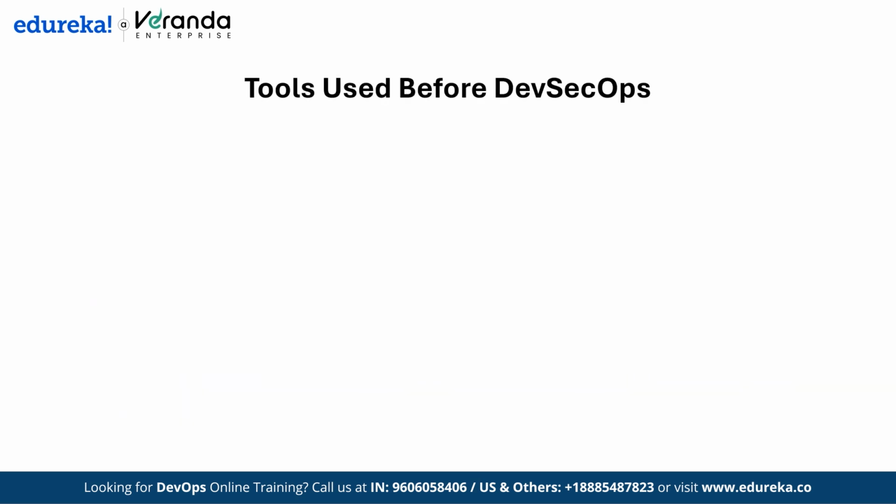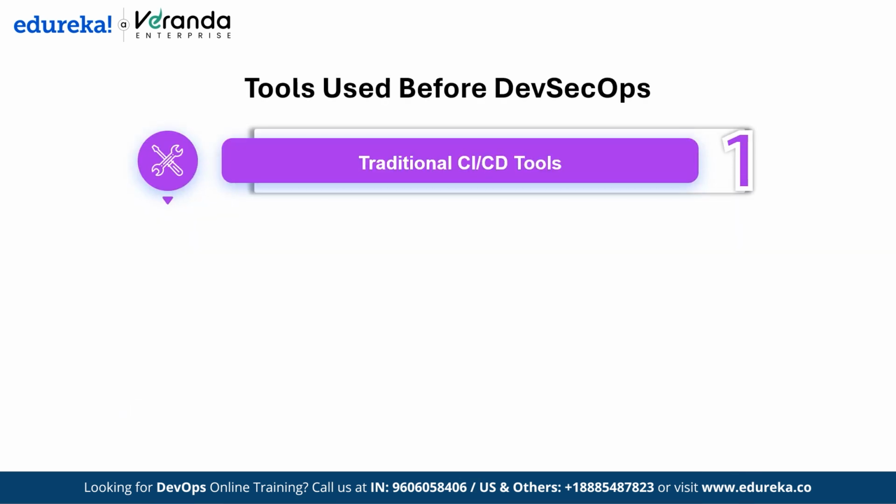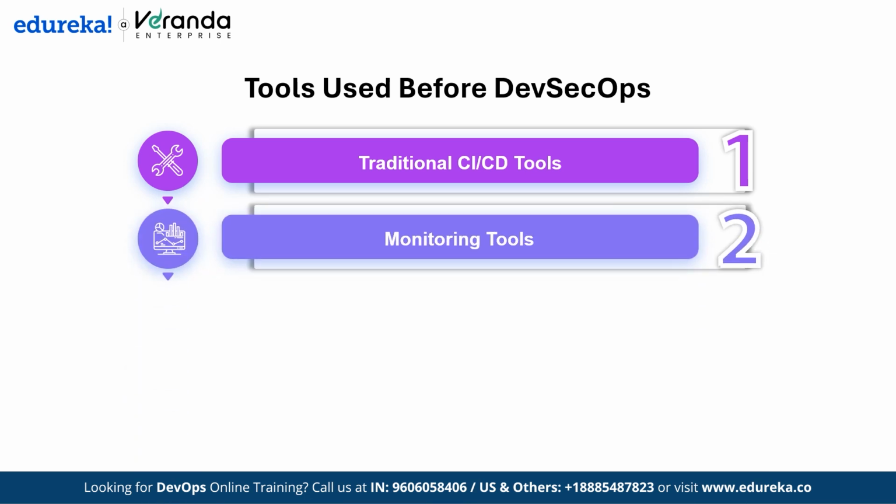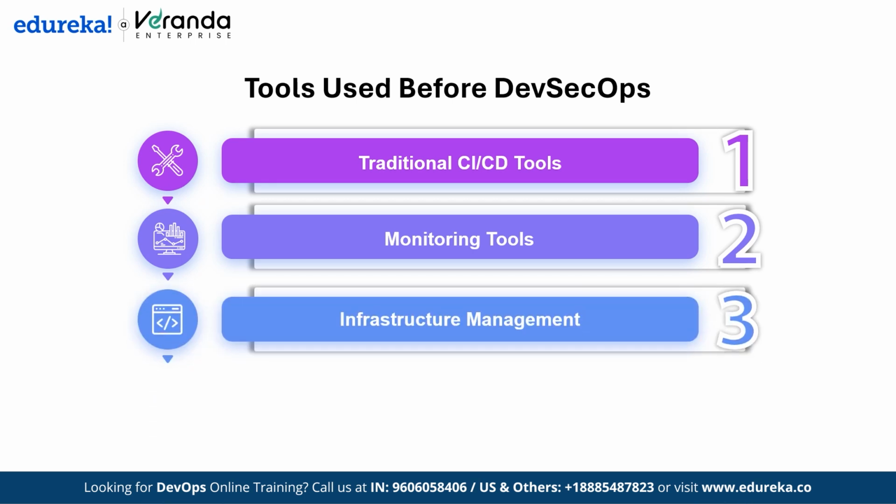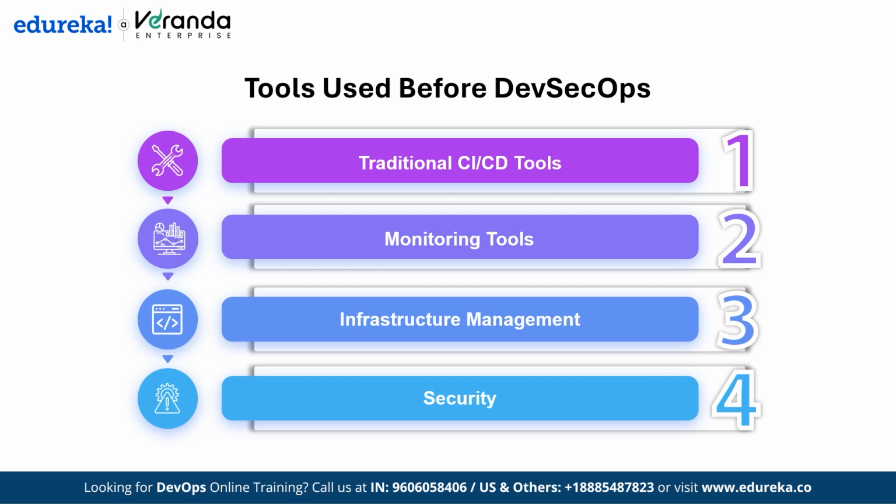Tools that were used before DevSecOps were: first, the traditional CI/CD tools, where Jenkins had basic usage, then Bamboo or other manual pipelines. The next tool was monitoring tools, basic infrastructure monitoring with Nagios or similar. Then infrastructure management, manual configurations or scripts with limited use of infrastructure as code. Last is security, standalone tools for vulnerability scans used late in the development lifecycle.